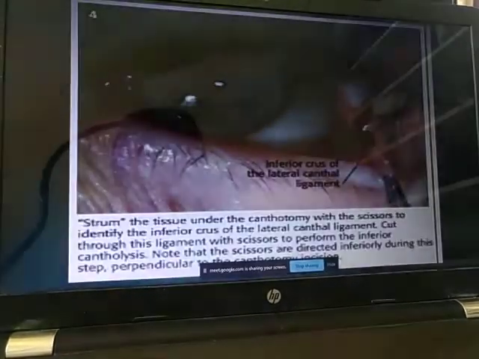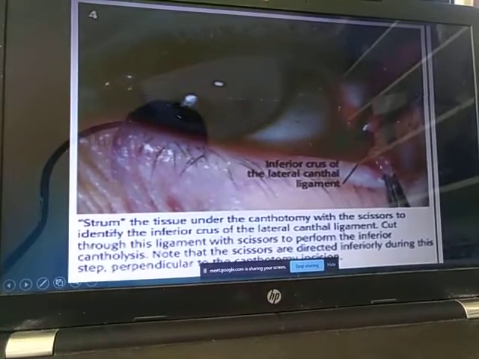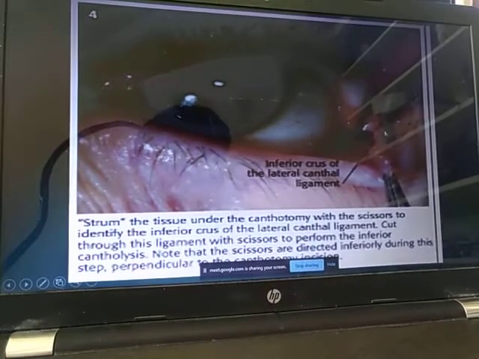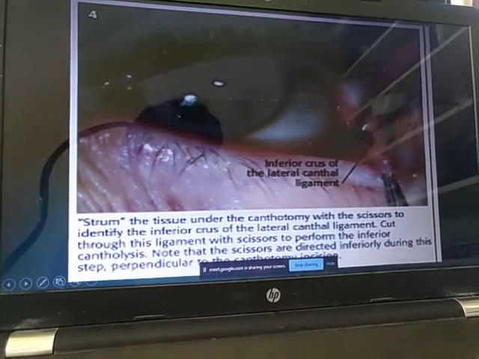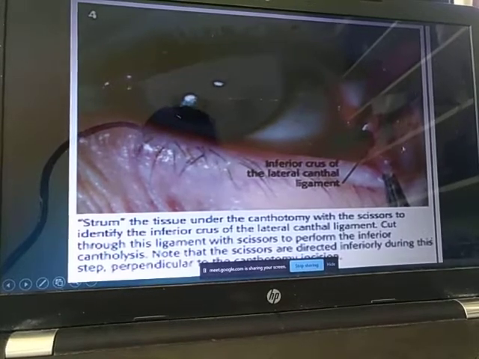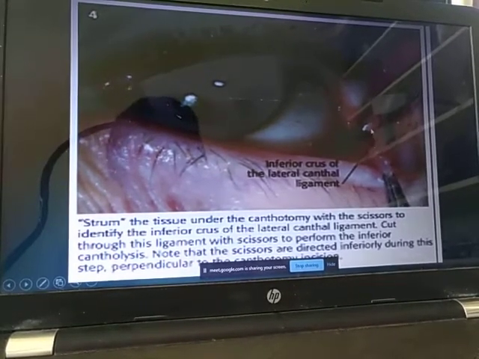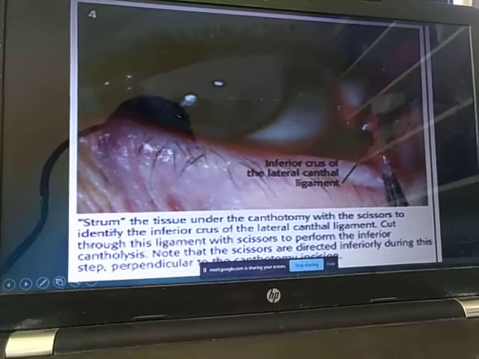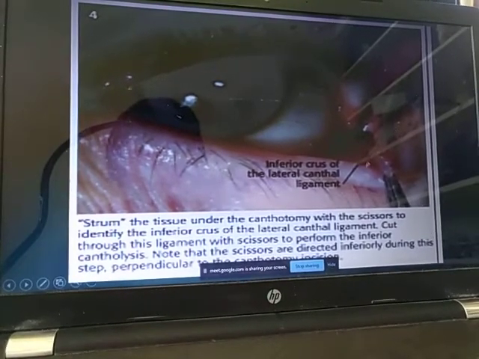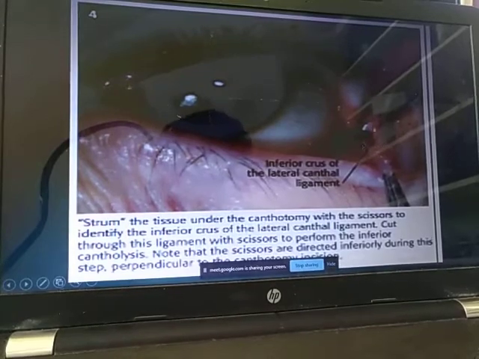As you can see, this is how we go about cutting the inferior cross of the lateral canthal ligament. We induce a LA, we do a hemostasis, and then we use a scissor. We give an incision to expose the ligament. It's a Y-shaped furcation where we use a scissor to cut it out.